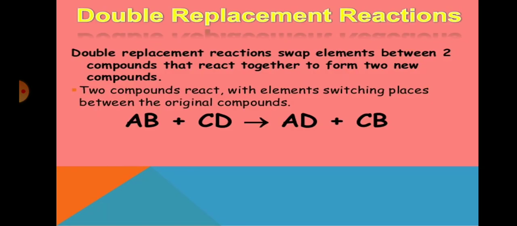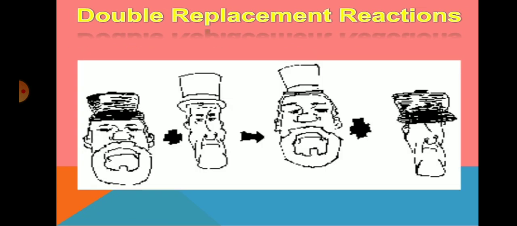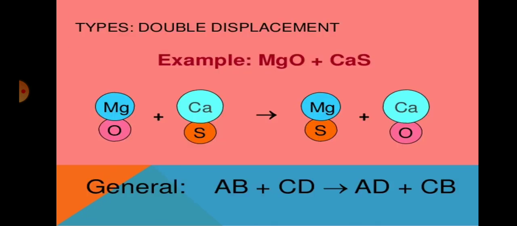Moving on to the double replacement reactions. Double replacement reactions swap elements between two compounds that react together to form two new compounds. So two compounds react with elements switching places between the original compounds. It is presented like this: AB plus CD yields AD plus CB. So here's the example.